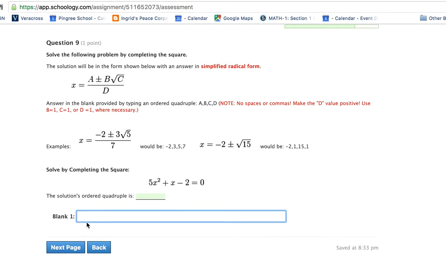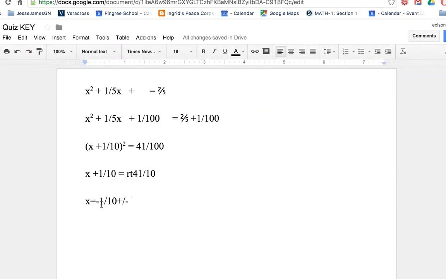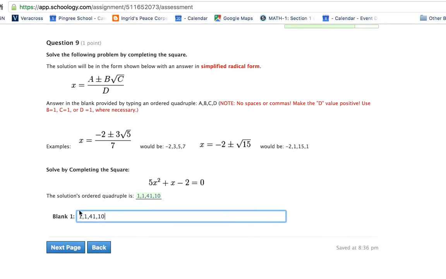So that's 1 plus or minus root 41 over 10. I hope I got that right, and make sure the sign is correct. Oop, it's a minus 1/10. I'm glad I caught that. Always check your work. Better to be safe than sorry, so that's a minus out front. All right, hopefully that is good.